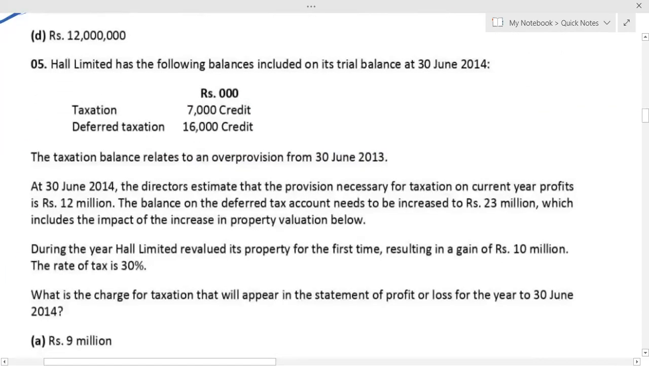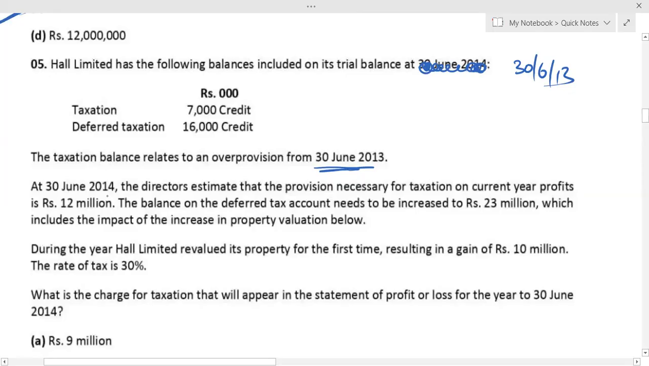Let's deal with question number 5 again, please. These are the opening balances. The taxation relates to an over provision from 30th June 2015. So Hall Limited has the following balances on the trial balance on 30th June. And these are basically over provisions.